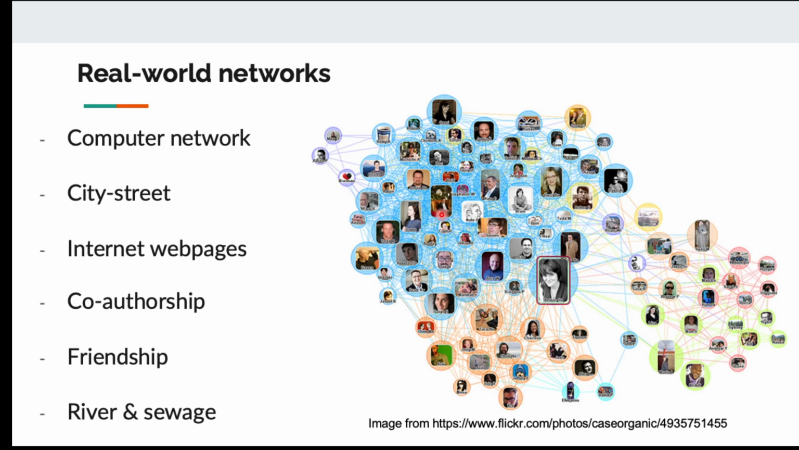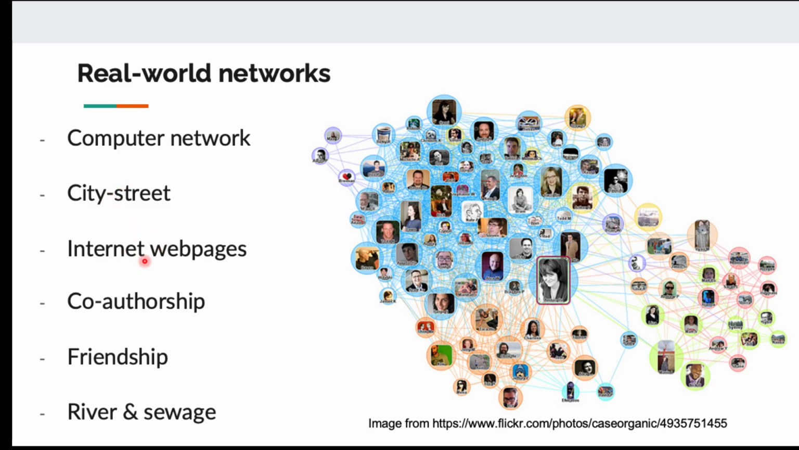In real life, we also see several networks. When we connect computers together, each node is a computer, and the edges are the network connections. So these are also networks. When we think about cities and streets, we have different cities and we have streets connecting them. That's also a network.